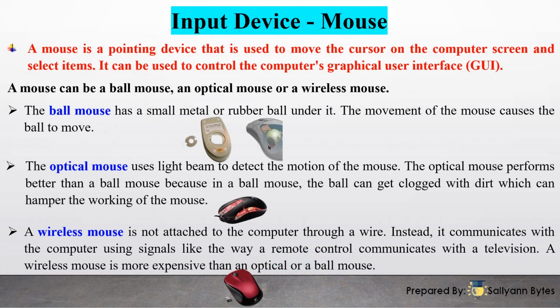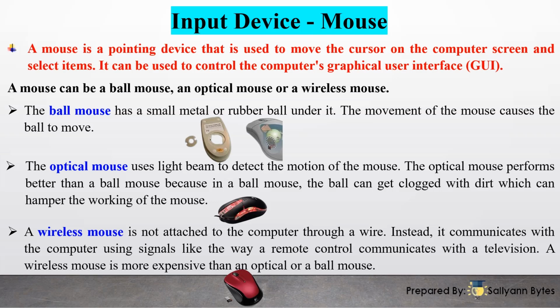The next input device is the computer mouse. A mouse is a pointing device that is used to move the cursor on the computer screen and select items. It can be used to control the computer's graphical user interface, GUI. A mouse can be a ball mouse, an optical mouse, or a wireless mouse.